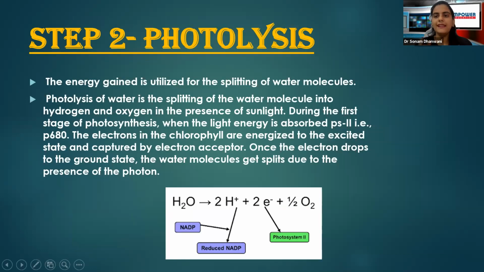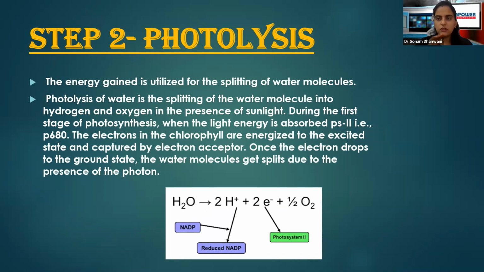photolysis. Okay, lysis means breakdown, photo means light, so breakdown in the presence of light is the second step. Now what is being broken down? The water molecule is being broken down. Okay, now what is happening in this water molecule? See, we have this water molecule here. What is happening in it? This water molecule is getting split into hydrogen ions, electrons and oxygen gas.